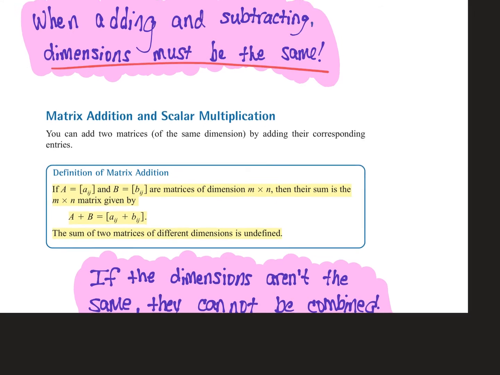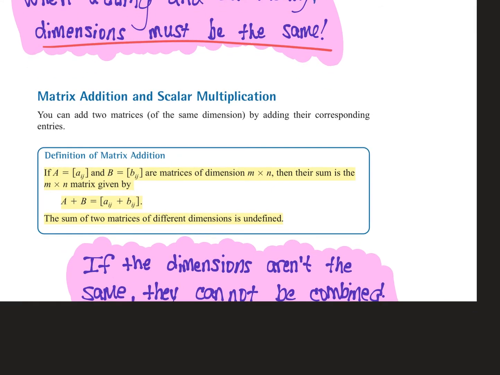So when adding matrices, we add the corresponding entries. If I had two matrices that were the same size, I add whatever's in the first row, first column, to the first row, first column. I add what's in the first row, second column, to the first row, second column. So you add the corresponding entries together. If the dimensions aren't the same, they cannot be combined.